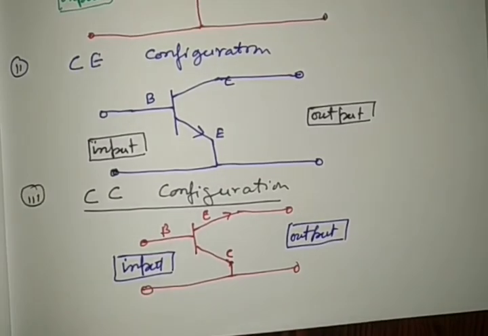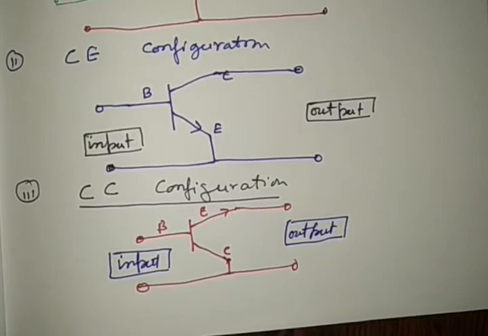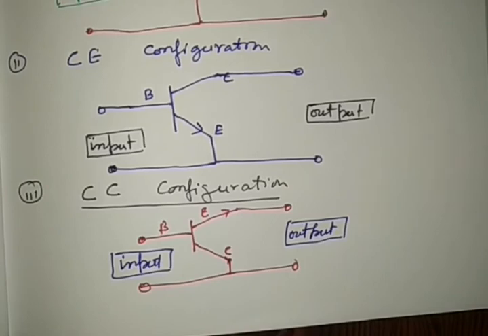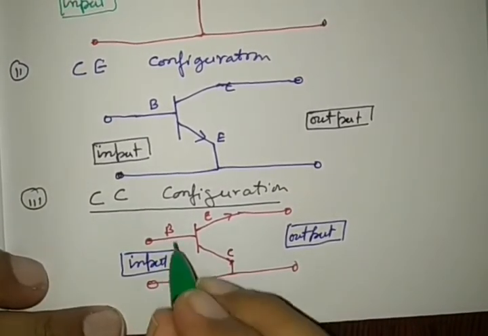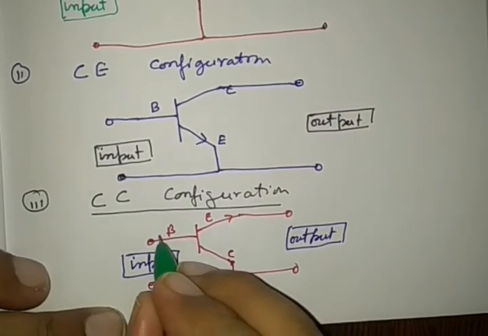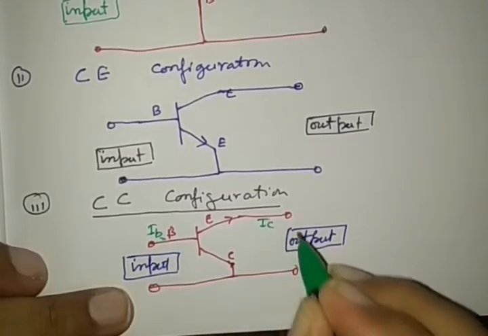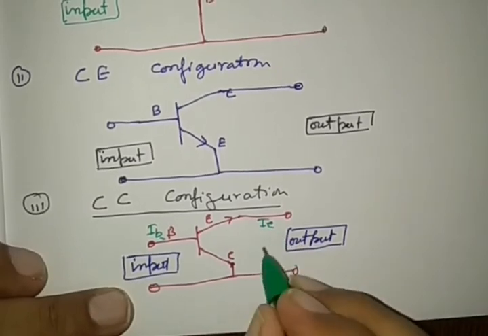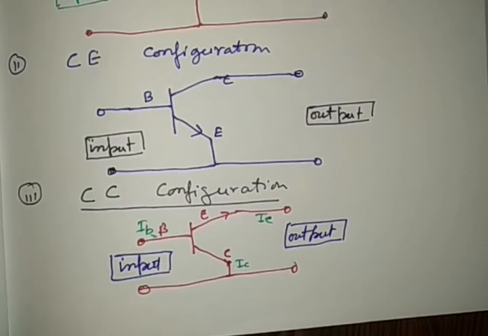One more thing we can see here is how the current flows in each arm, which we will explain separately. See in the diagram here, this is the base input, this current is called IB, here IC, and IE is the emitter current, and here IC. So similarly, the current is represented in the same way.